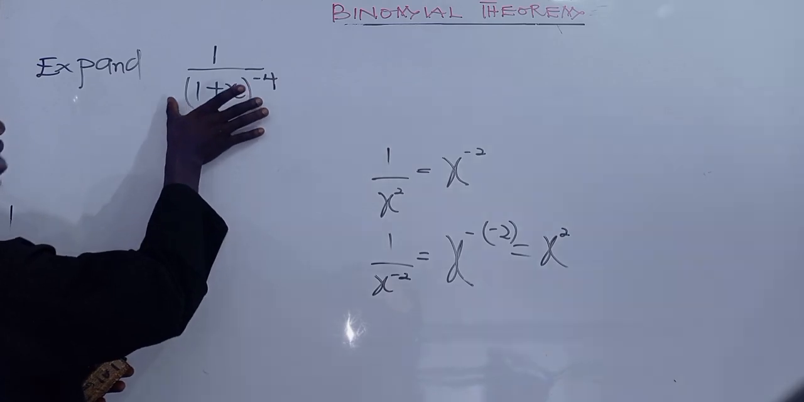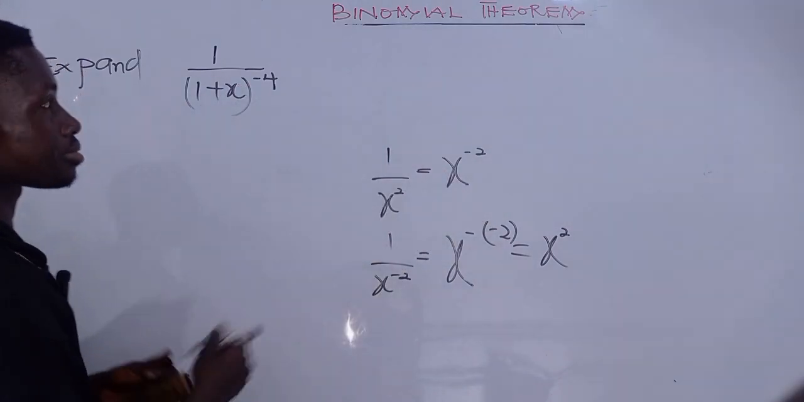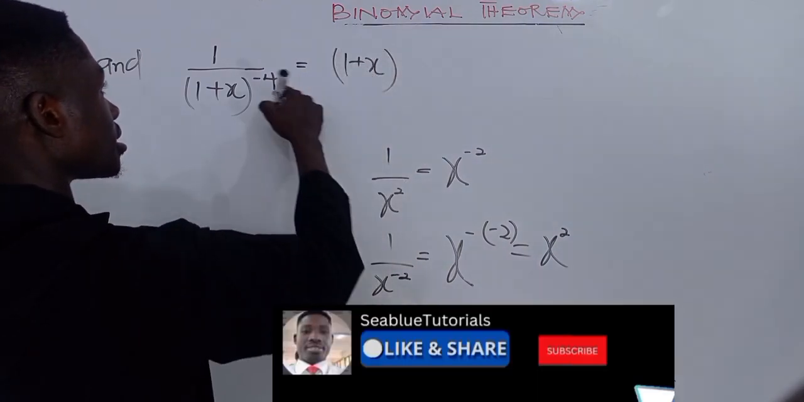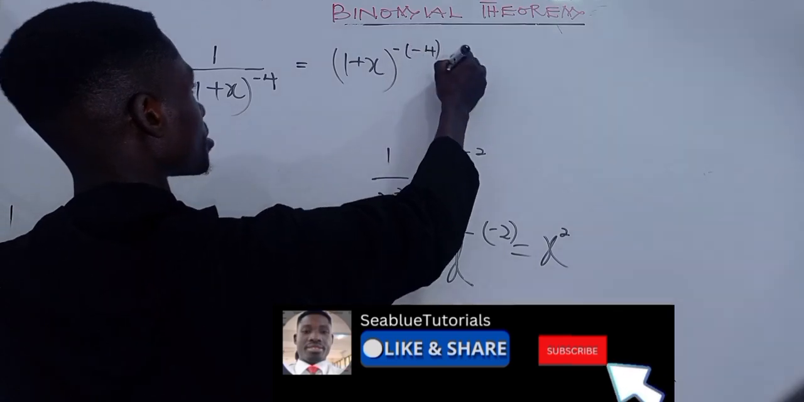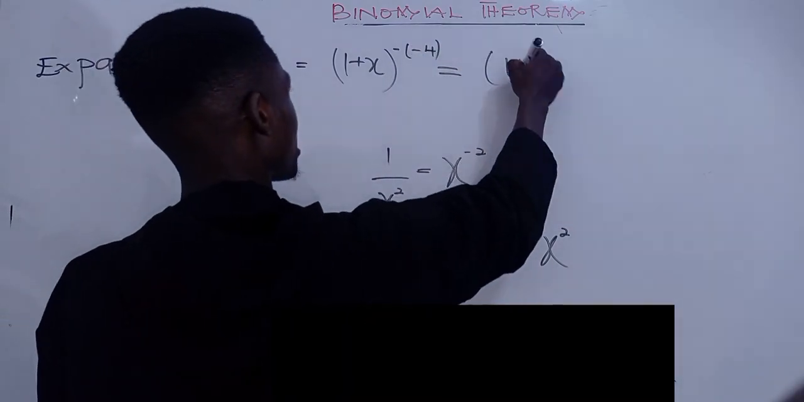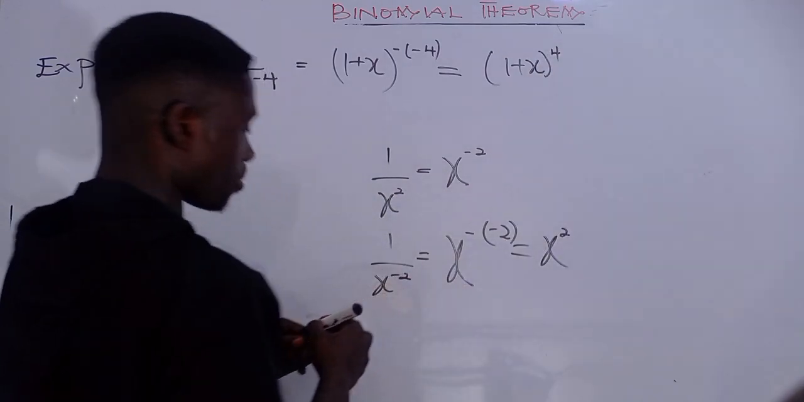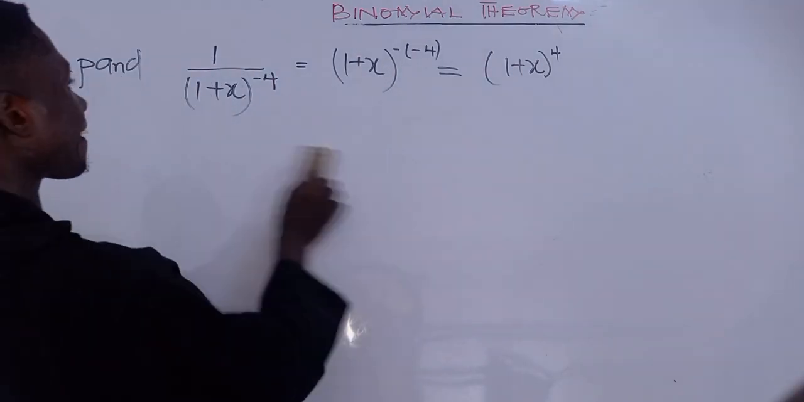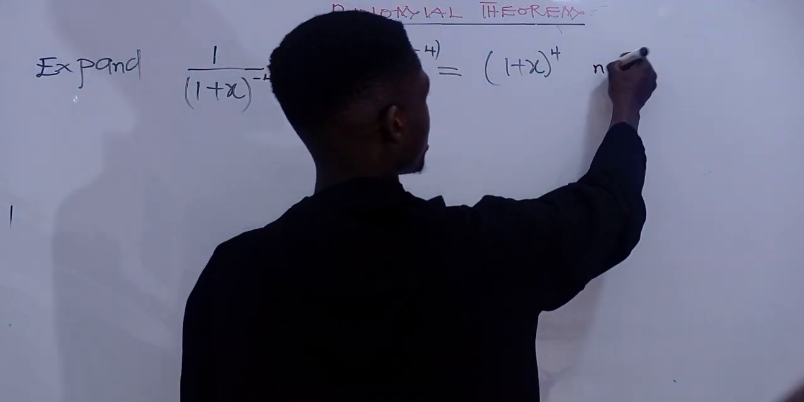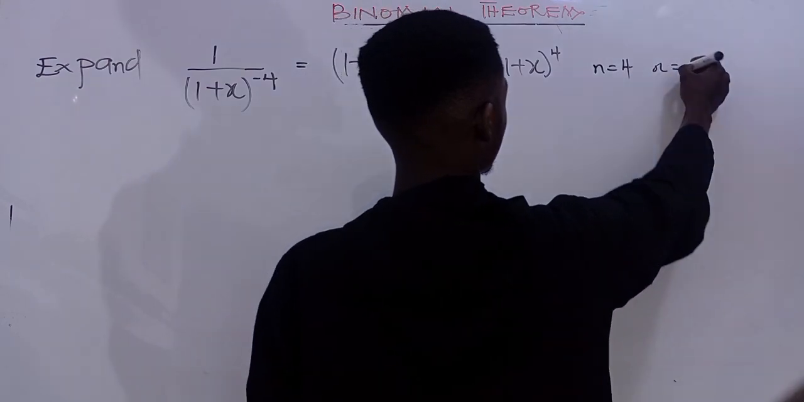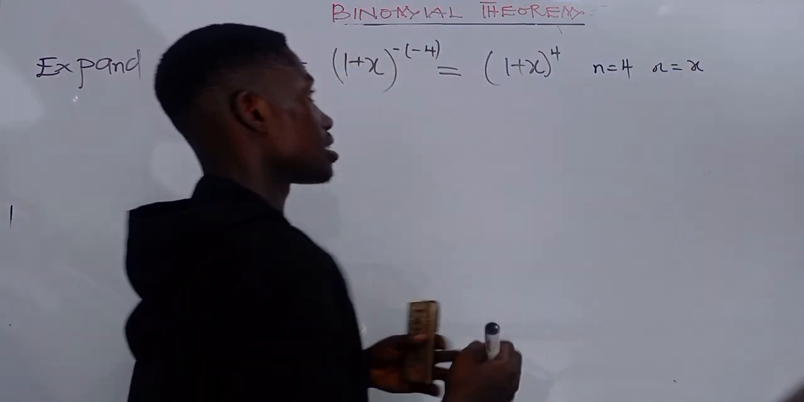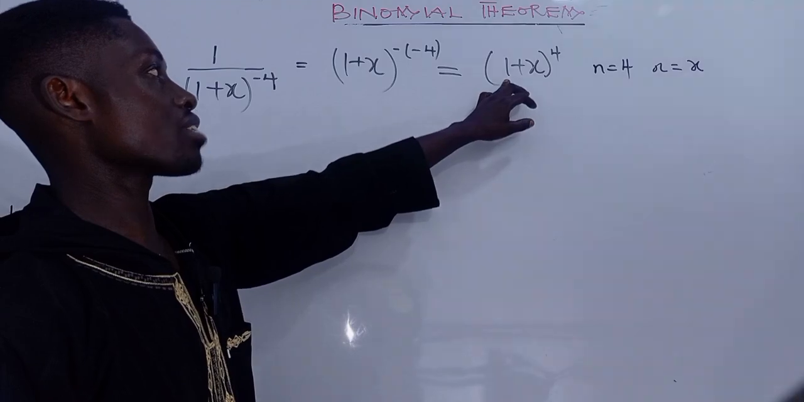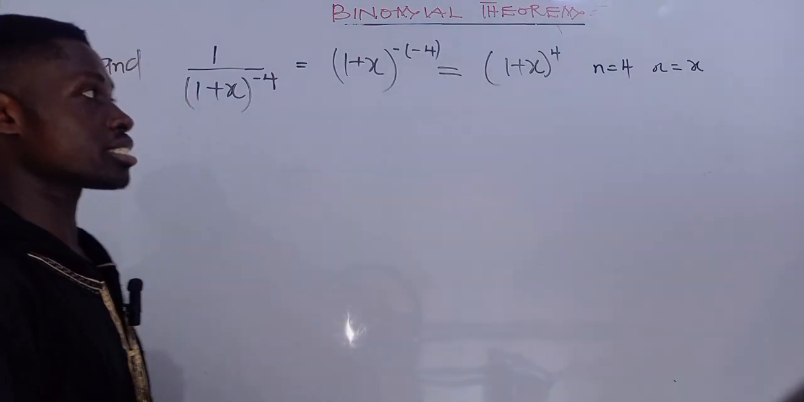So first of all, we are going to write this in the form of what? This. So we can write this as 1 plus x and then we have minus 4. So we are going to get 1 plus x raised to the power 4. This has become very easy for us to expand. So with this, we can say that our n is equal to 4 and then our x is equal to x. Since the power is positive, we can use the combination or the rational index with the first term being 1. So let's use the combination approach.